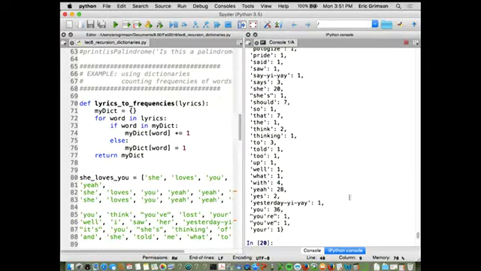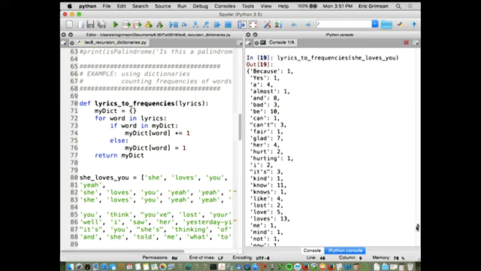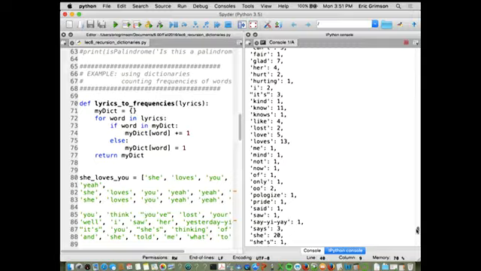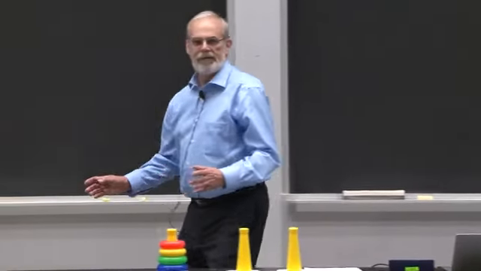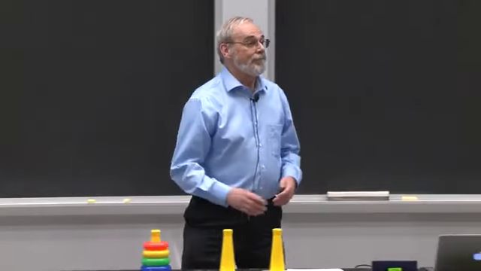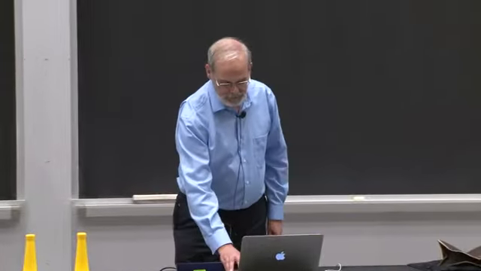Cool. This gave me back a dictionary. You can see the curly braces. And there are all the words that appear in there and the number of times that they appear. What's the order? You don't care. You don't know. What we want to do is to think about how can we analyze it. So let's go back and look at the last piece of this, which is, okay, I can compute or convert lyrics to frequencies.